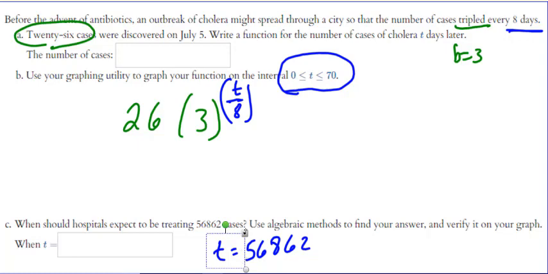Oh, no, sorry. My bad. That's not, that's my output. Yeah.